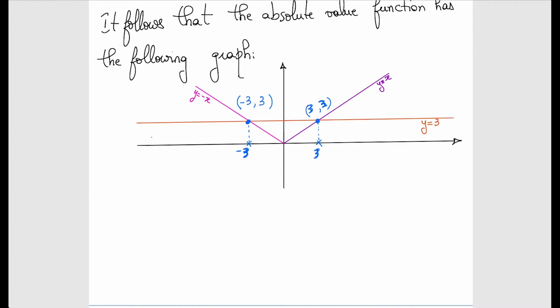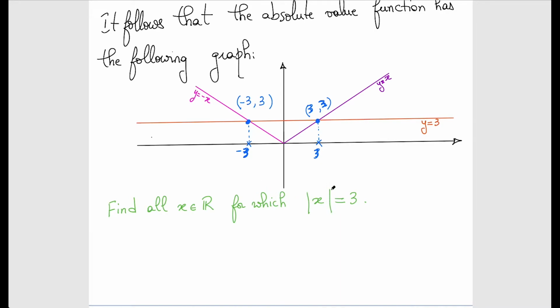Very good. So if I ask you now the following question: for what x, or find all the x for which the absolute value of x is equal to 3. Well, that's what we were doing, right?